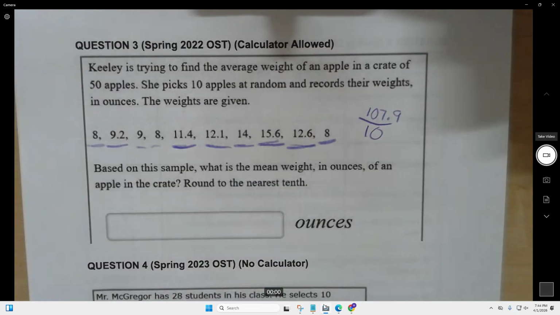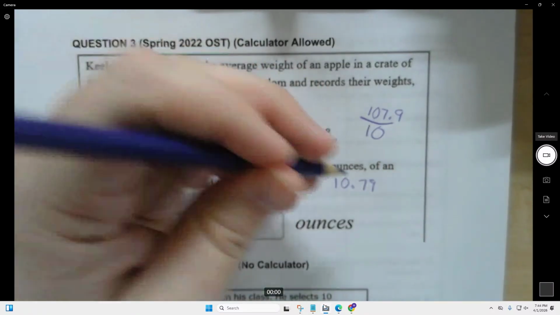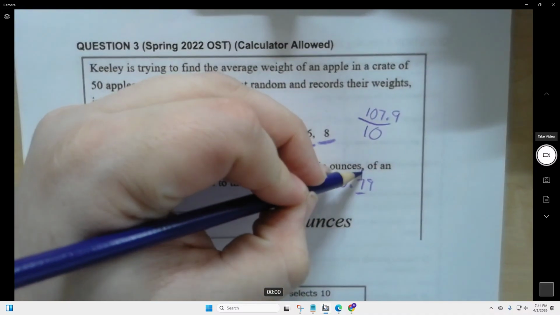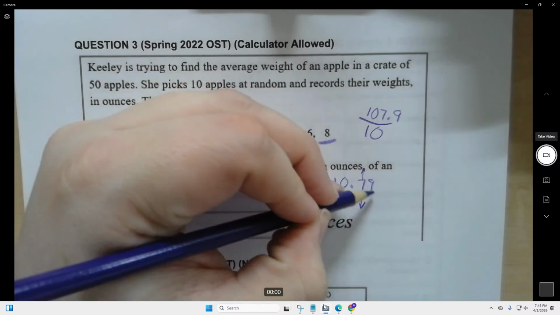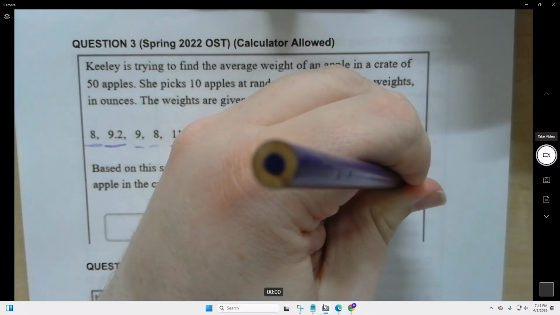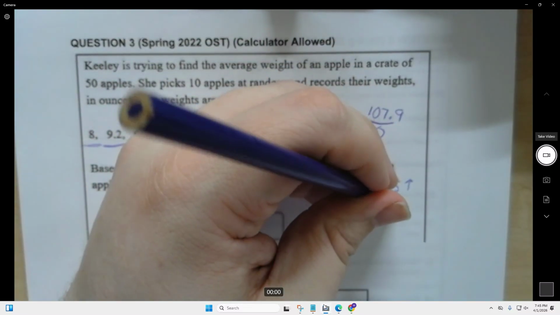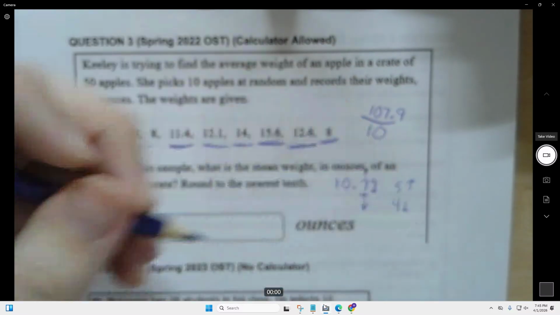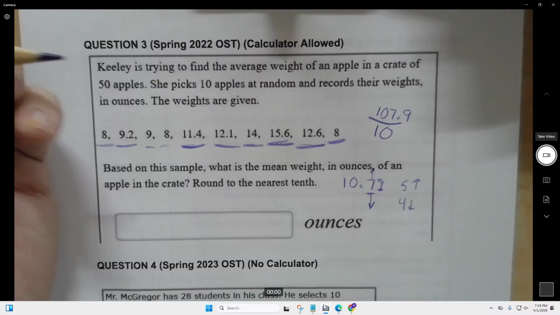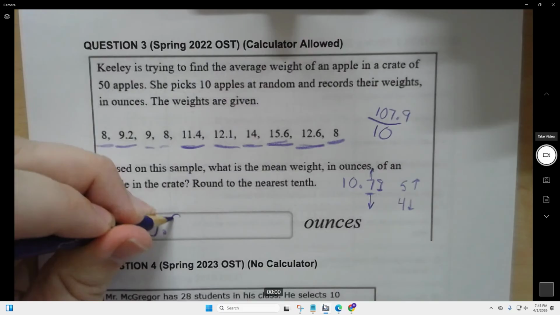That gives you 10.79. So 10.79, we need to round to the nearest tenth. Remember, the tenth is one spot after the decimal place, so this number will either round up or down based on the number to its right. Remember, with rounding, 5 and above, give it a shove. If it's below 5, 4 and below, you round down. So 5 and above, give it a shove is the way I always remember it. This is 9, that's more than 5. So you're going to shove this up to 10.8 ounces.